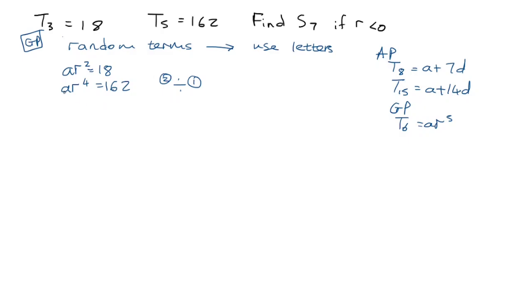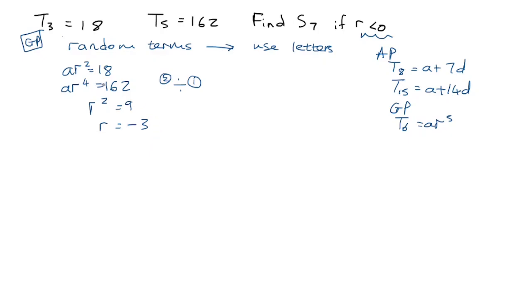And when I do that, a divided by a goes away. r to the 4 divided by r squared is just r squared. 162 divided by 18 is just 9. And so when I work out the ratio, I should say plus or minus 3, but I just come back to this little restriction, and they want a negative. So I'm going to err on that option.